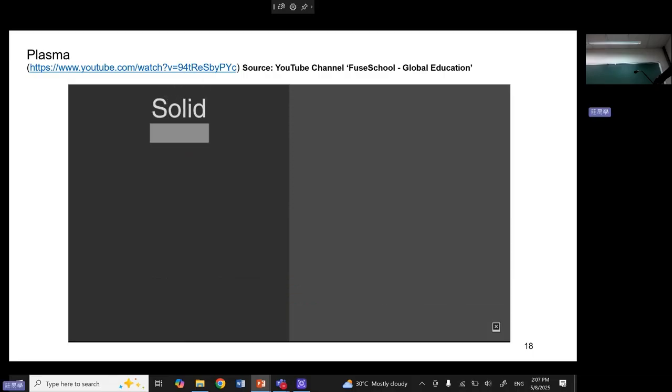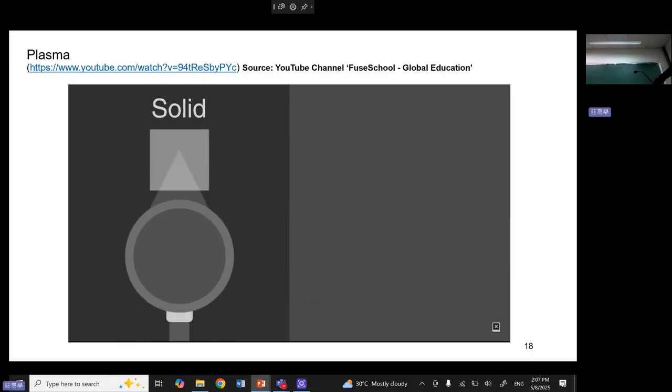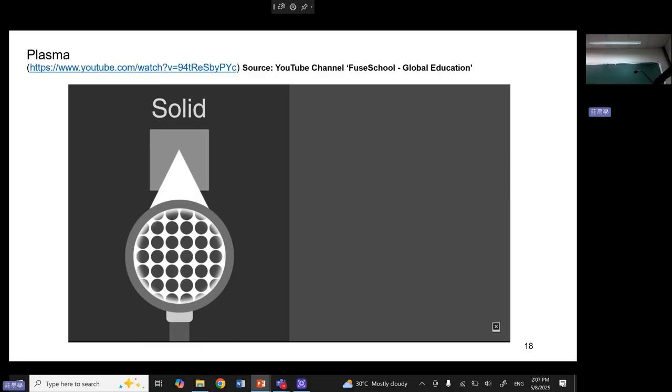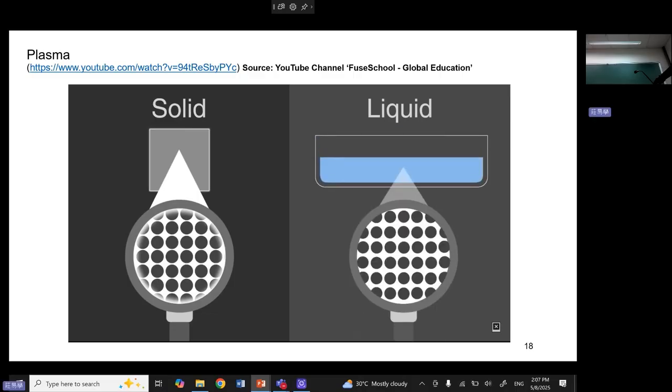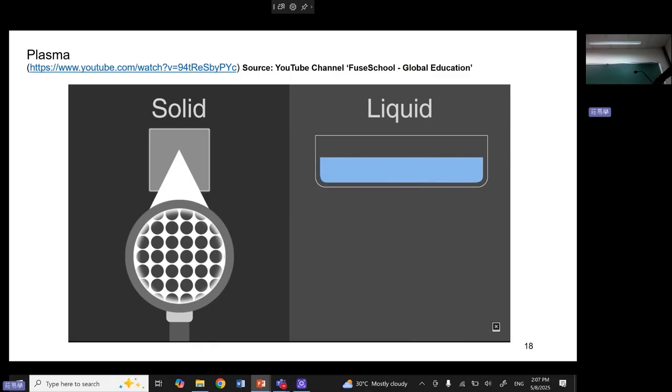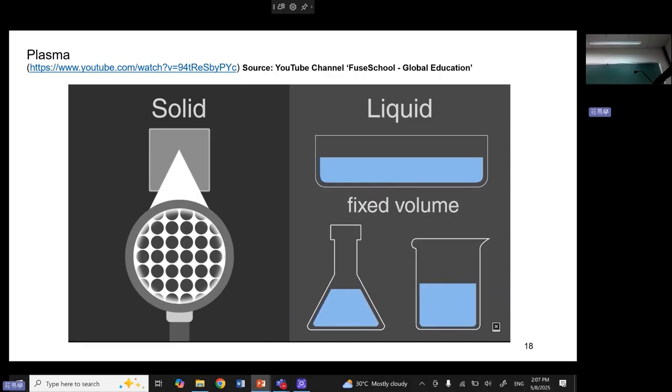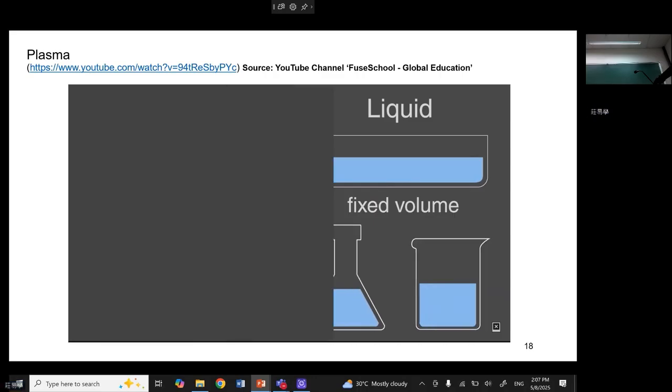Recall that in a solid, all of the particles are closely packed in a fixed position, and therefore it has a fixed shape and volume. The particles in a liquid are still touching one another and are able to move around each other. Therefore, a liquid still has a fixed volume, but it takes the shape of its container.